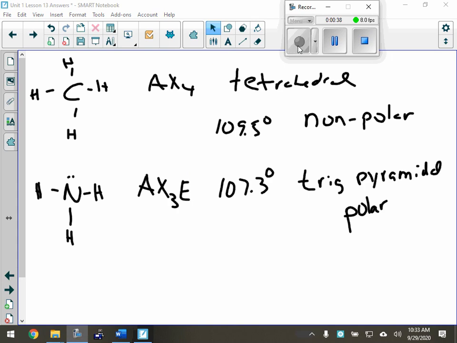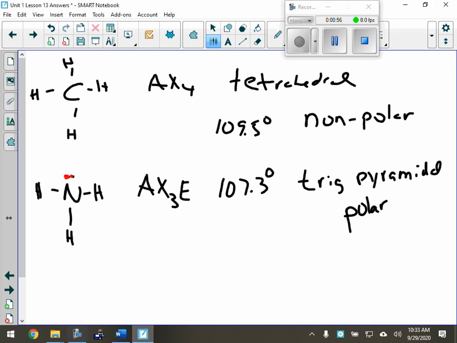We already did the first two because we got so excited we forgot. All right. So there's CH4, AX4, tetrahedral, 109.5, non-polar. NH3, AX3E, 107.3, trigonal pyramidal. Polar because, of course, it has a lone pair right here on the central atom.